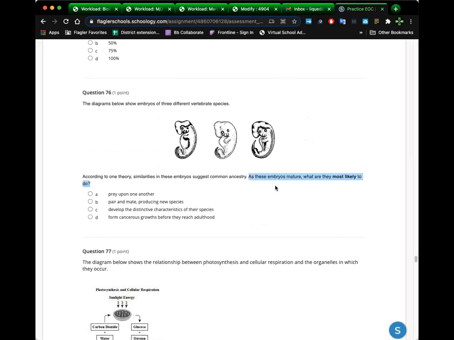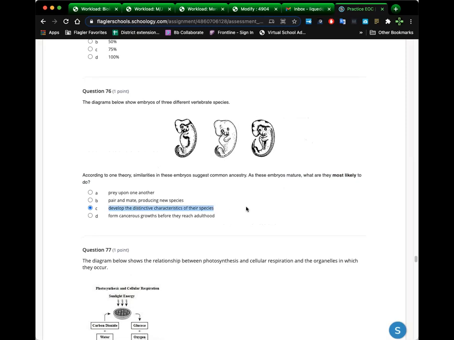So it's asking what's going to happen as they get older. They're different organisms, so when they get older and start to develop, they're going to look different. They're going to develop distinct characteristics.